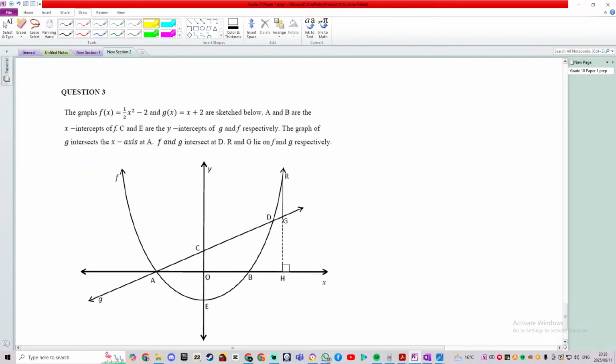Okay. So the graphs, f of x. Let me just highlight here. F of x. Let me somehow highlight f of x as graph. So let me highlight it. That's the f graph.